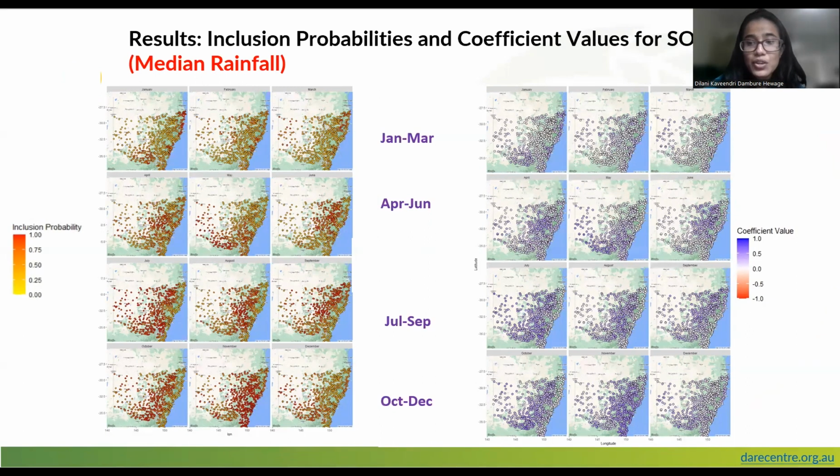First, I'm going to talk about the median rainfall, which is very much like mean rainfall. This result shows a significant impact, and the size of the impact is high to the west of the Great Dividing Range for months like July and October. For June, you can see there's a slightly high impact on some inland areas, and the size of the impact is high in these areas as well. Where the inclusion probability is low, the size of the impact is also closer to 0.